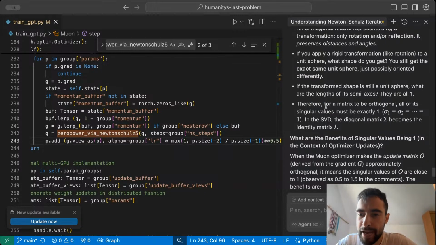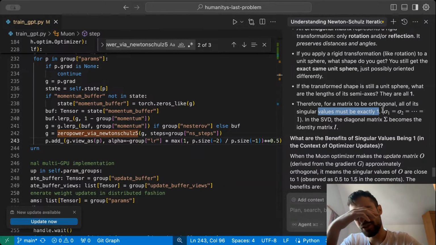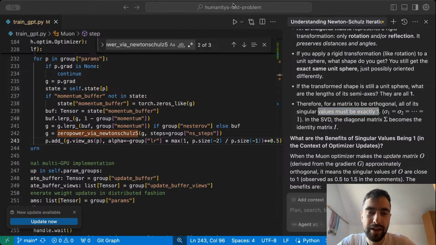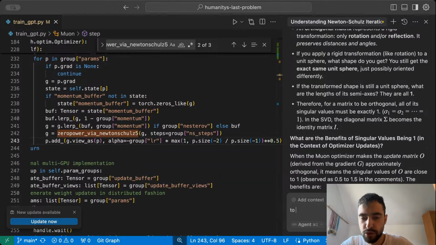Therefore, for a matrix to be orthogonal, all of its singular values must be exactly 1. For a matrix to be orthogonal, I still don't know what a singular value is, bro. Matrix, I'll search it. Singular value. Singular value seems to be, I have no idea. To this day, I don't know what a singular value is.